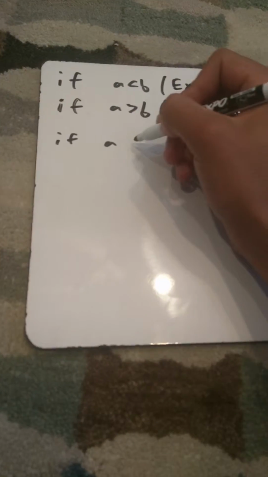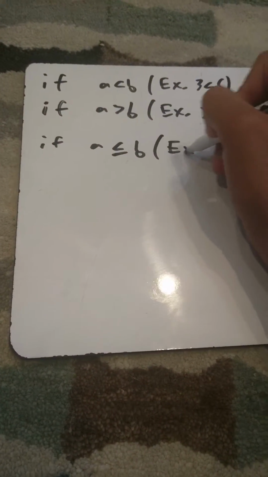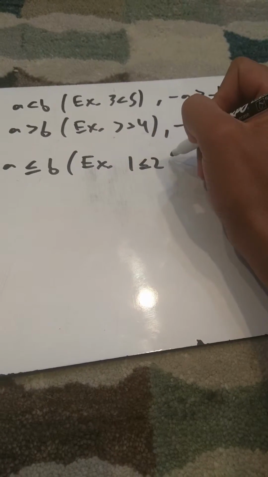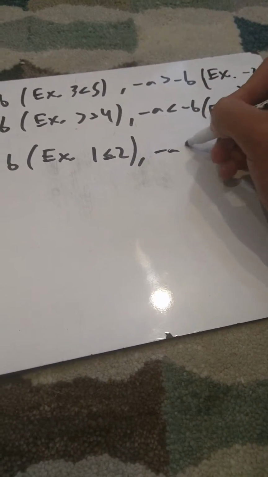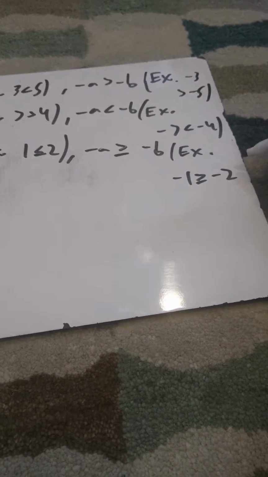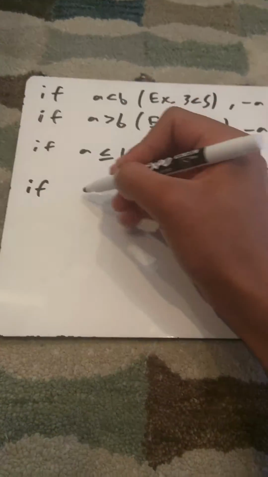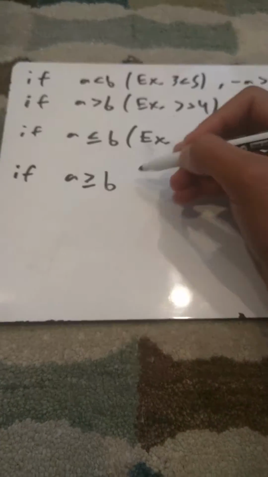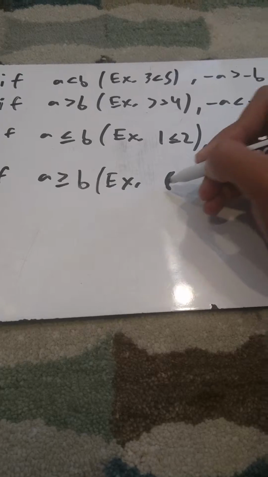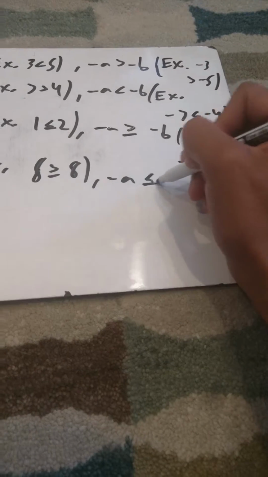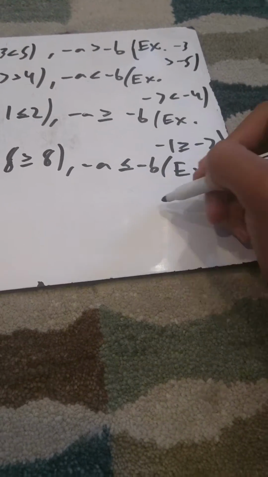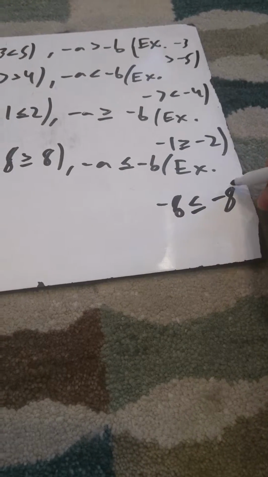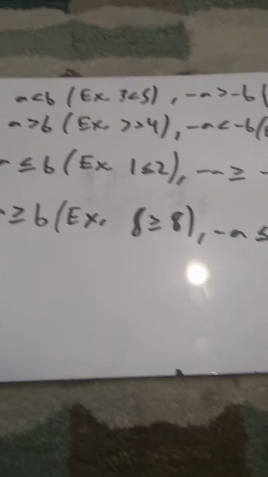If a is less than or equal to b, example 1 is less than or equal to 2, we have negative a is greater than or equal to negative b, right? Multiplying both sides by a negative number. Example, negative 1 is greater than or equal to negative 2. And finally, if a is greater than or equal to b, example, 8 is greater than or equal to 8, negative a is less than or equal to negative b. Example, negative 8 is less than or equal to negative 8. So basically these are the rules.